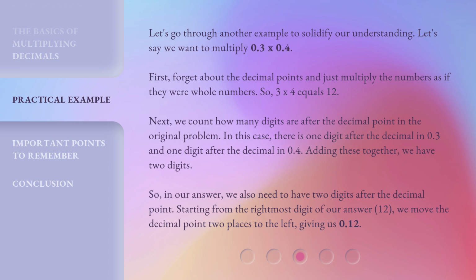Next, we count how many digits are after the decimal point in the original problem. In this case, there is one digit after the decimal in 0.3 and one digit after the decimal in 0.4. Adding these together, we have 2 digits. So, in our answer, we also need to have 2 digits after the decimal point. Starting from the rightmost digit of our answer, 12, we move the decimal point 2 places to the left, giving us 0.12.